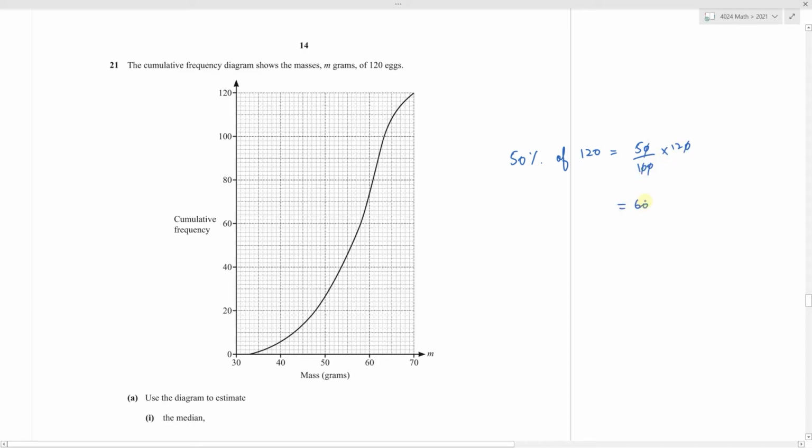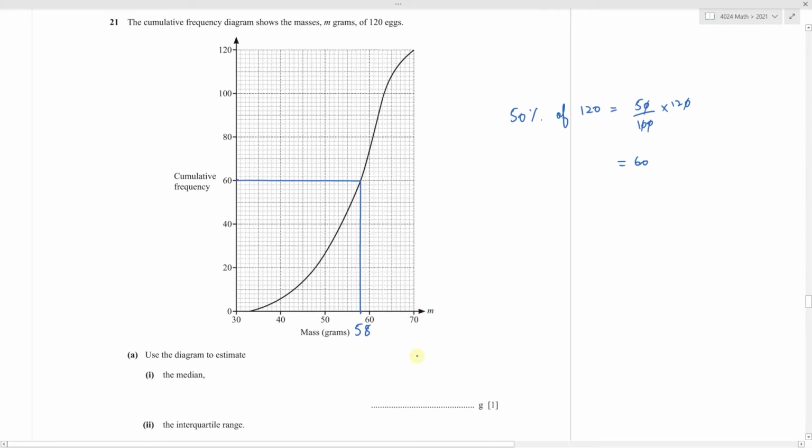So this is 60. So you have to find the mass value when your cumulative frequency is 60. So let's do that. I'll draw a straight line up till the curve, and then read the value of mass here. So if you come back down here, this value here is 58. One small block is 1 gram, so 50, 55, 6, 7, 8. So 58 gram is your median value.